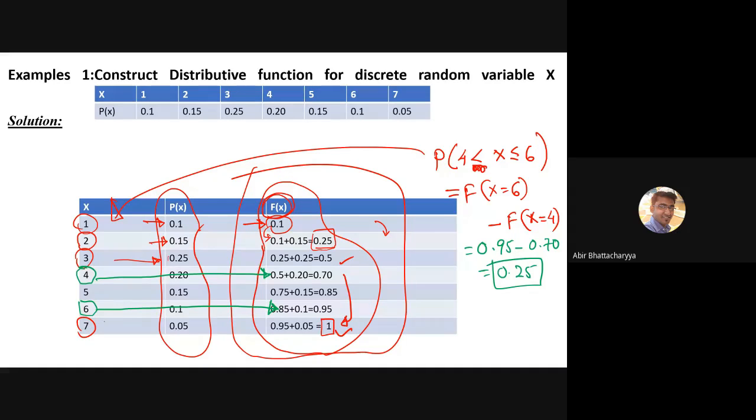Okay, this is the advantage of the cumulative distribution function. A cumulative distribution function, right? So let's go for it.